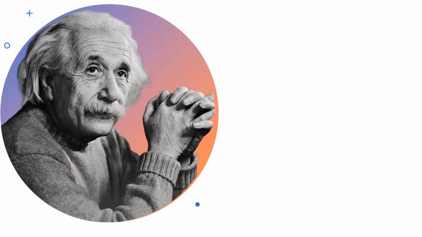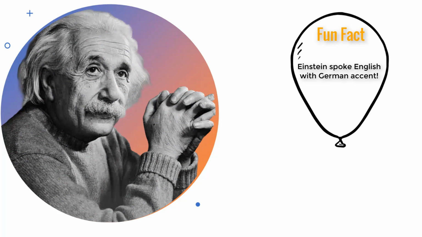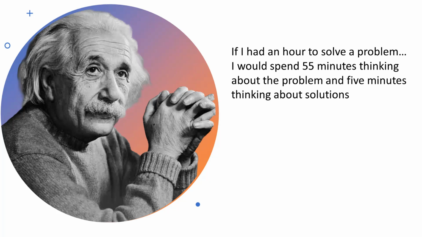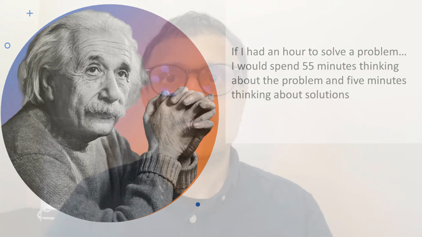As Einstein once said, and Einstein spoke English with a German accent, "If I had an hour to solve a problem, I would spend 55 minutes thinking about the problem and 5 minutes thinking about solutions." So please watch this video till the end and understand the reasons first before looking for quick fixes. In less than 15 minutes, you'll have a much clearer idea of why you have an accent and what you can do to reduce accent and improve pronunciation.